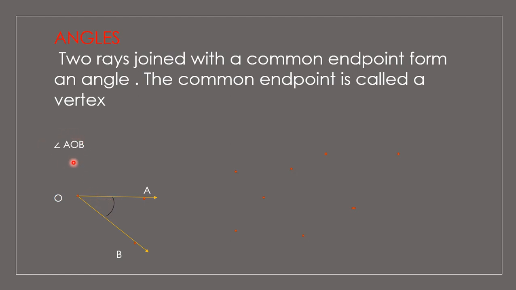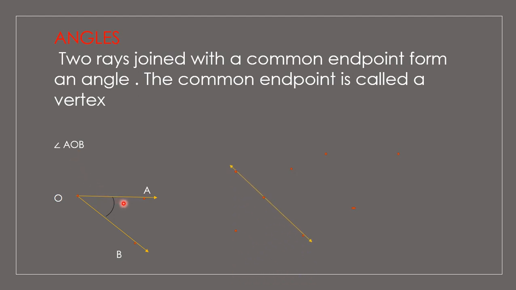Whenever we have to write the name of the angle, we have to use 3 letters or 3 alphabets to write the name of the angle, and the common vertex where the two rays start should be in the middle position of the 3 letters.